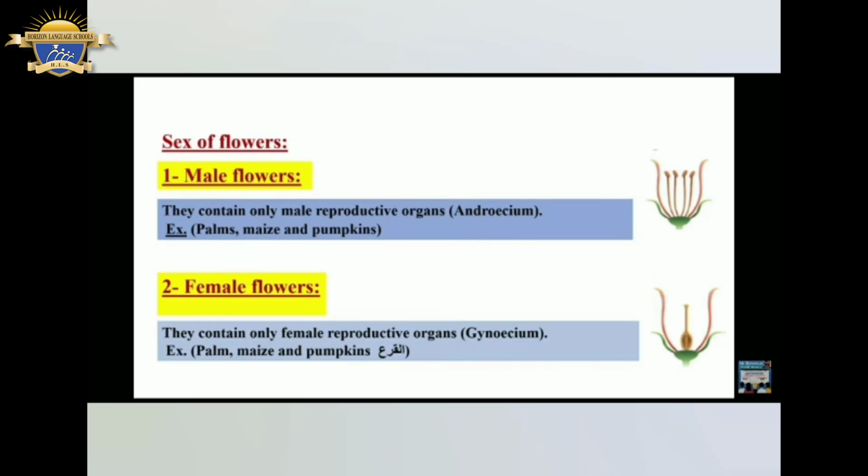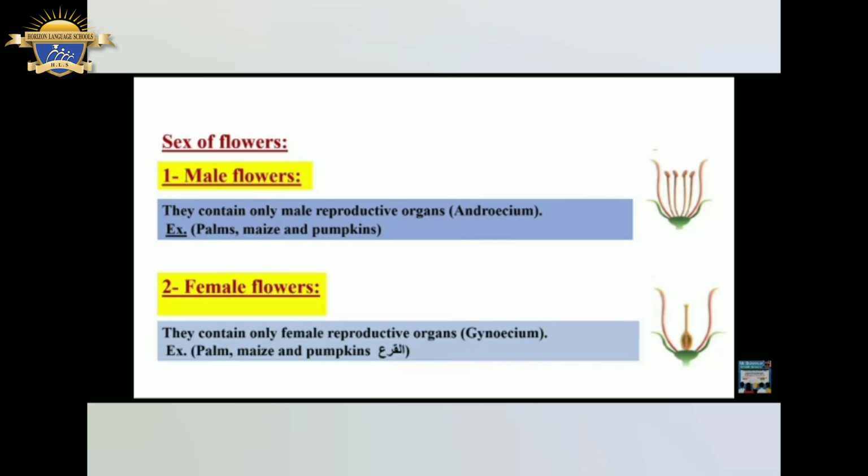Sex of flowers. Number 1. Male flowers. They contain only male reproductive organs, the androecium. Example: palms, maize, pumpkins. As we see in the image, the flower only contains male reproductive organs.